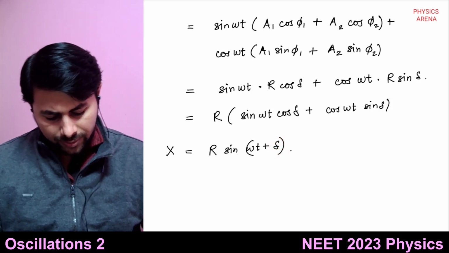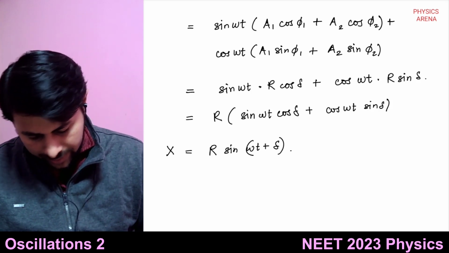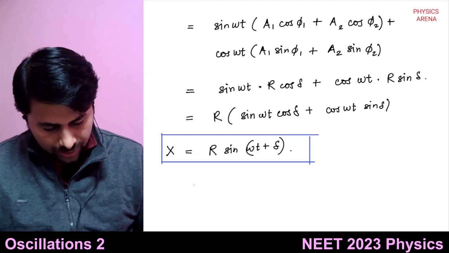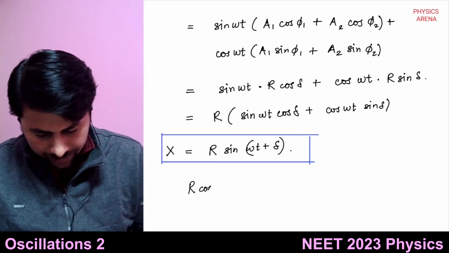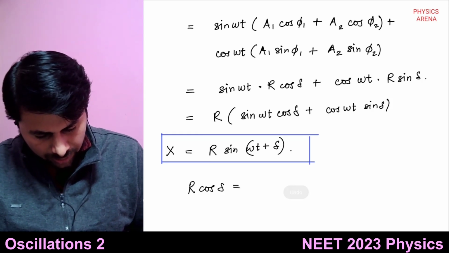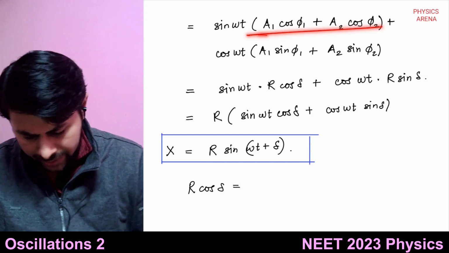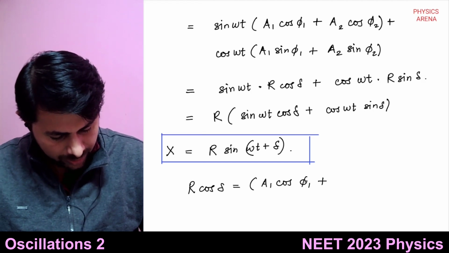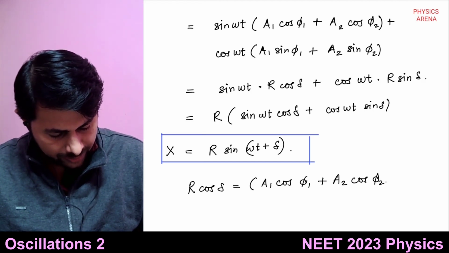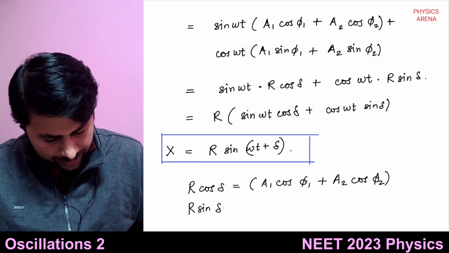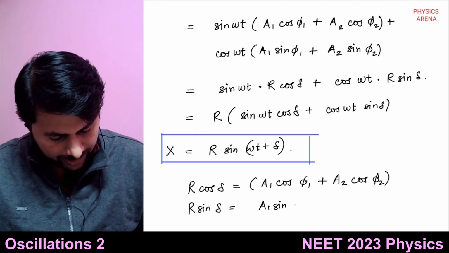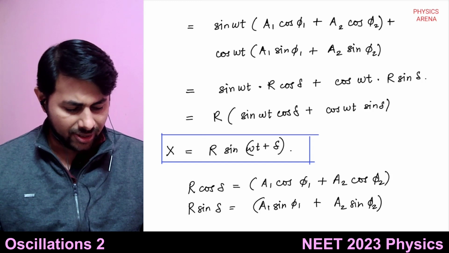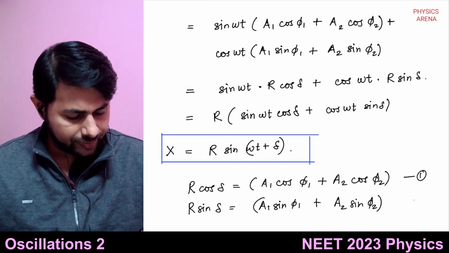Now, I will just put a bracket over this. Then what is R cos delta? It's this thing: A1 cos of phi 1 plus A2 cos of phi 2. And what is R sin delta? It is A1 sin phi 1 plus A2 sin phi 2. So let's call these equation 1 and equation 2.